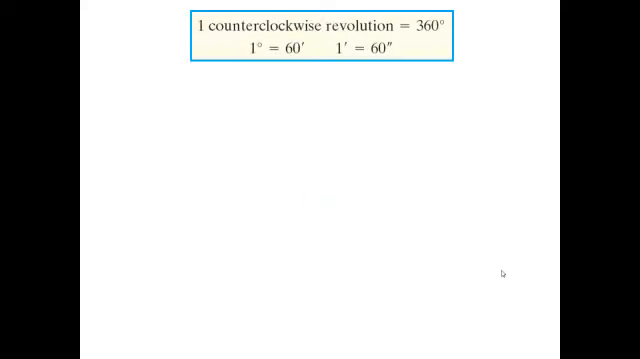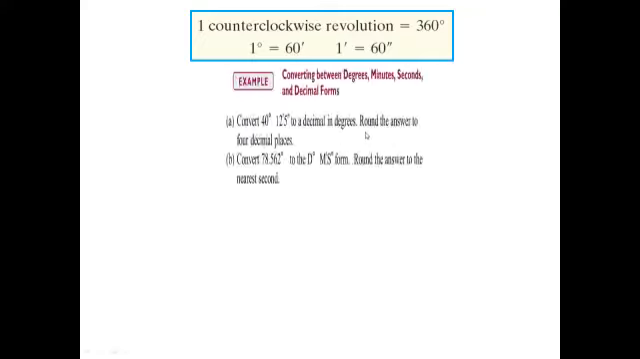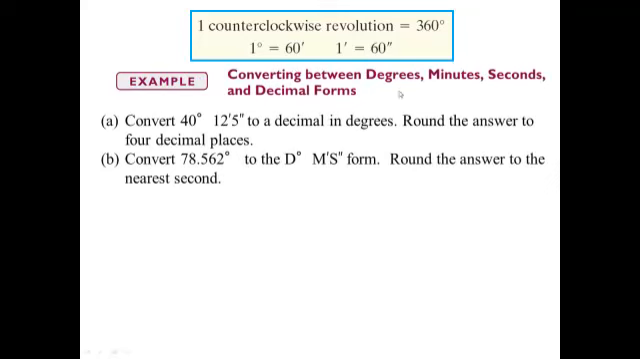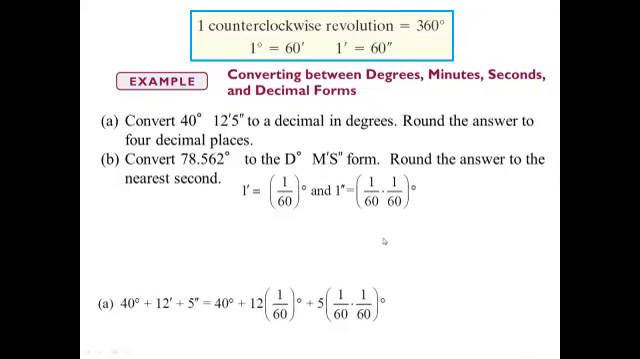How do you convert between decimals and degrees, minutes, seconds measures for angles? Well, one revolution is 360 degrees. 1 degree represents 60 minutes. 1 minute represents 60 seconds. So to convert from degrees, minutes, and seconds, you need to transform this to a decimal in degrees. How do we do that? We know that 1 minute is equal to 1/60 degrees, and 1 second is 1/60 times 1/60 degrees.